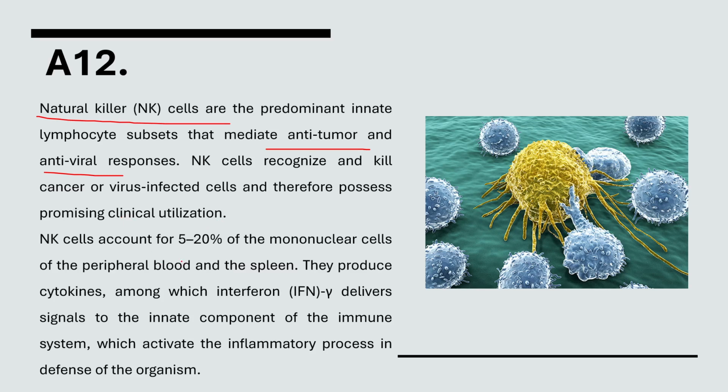NK cells account for 5 to 20% of the mononuclear cells of the peripheral blood and the spleen. They produce cytokines, among which interferon gamma delivers signals to the innate component of the immune system, which activate the inflammatory process in defense of an organism. So this is all about the function of natural killer cells.